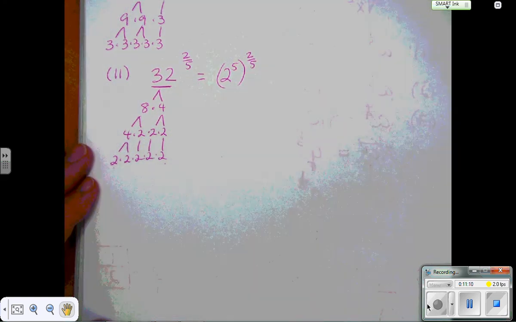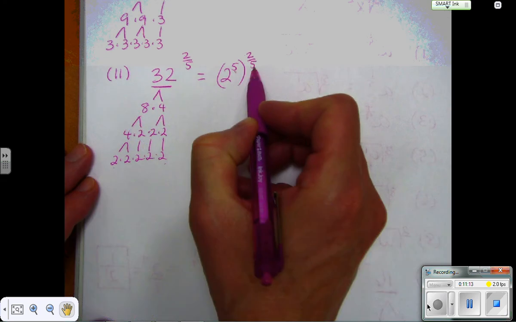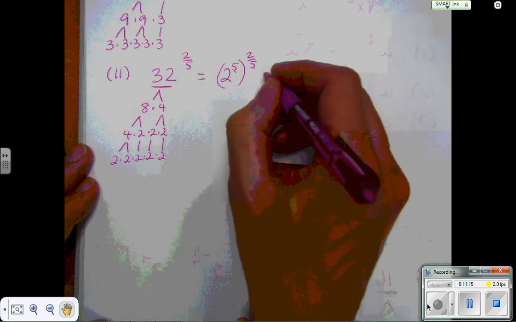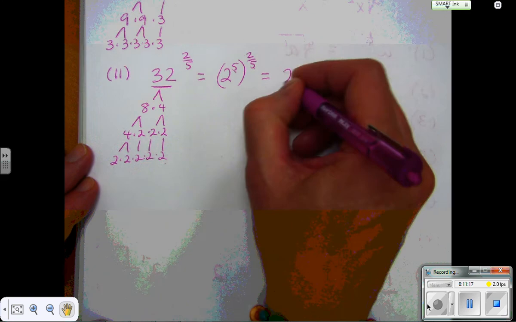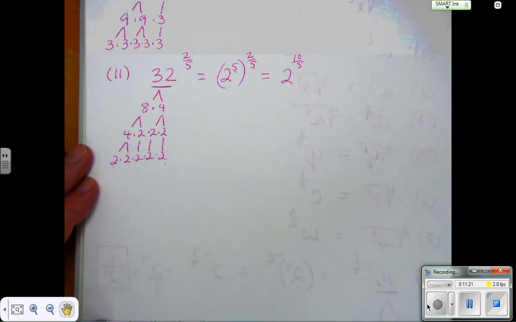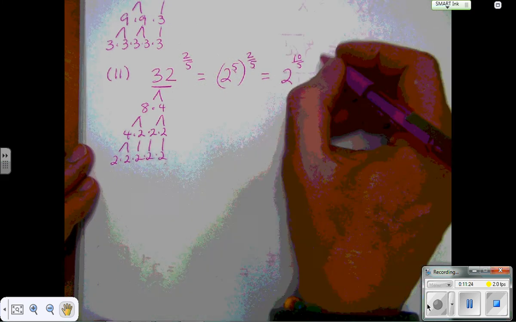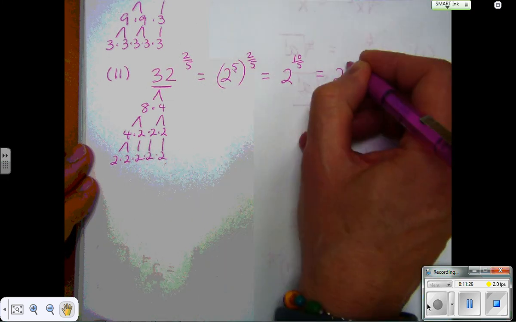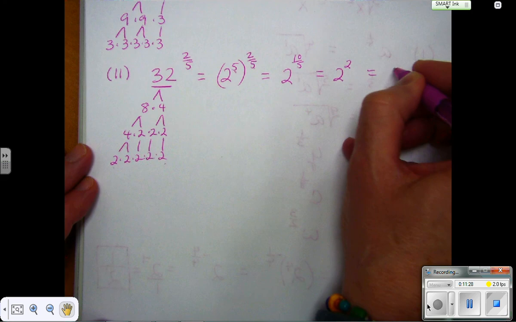Multiply my exponents together. When you have a power raised to a power, you multiply them together. So that's going to be 2 to the 10 over 5 power. The fraction 10 over 5 is going to simplify to 2. So that's 2 squared. And your final answer is going to be 4.